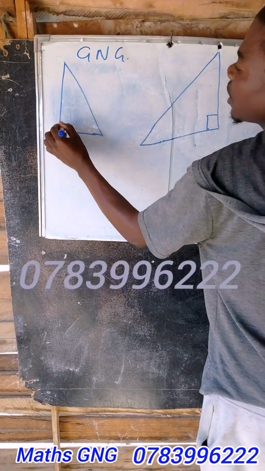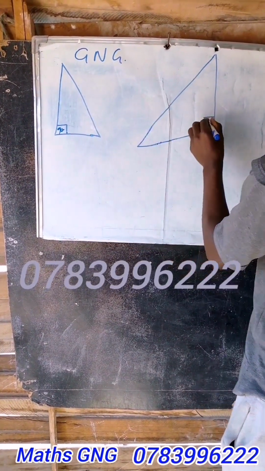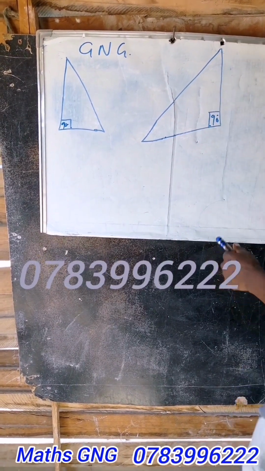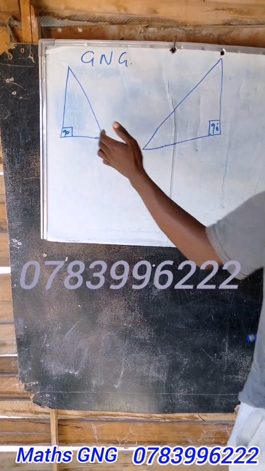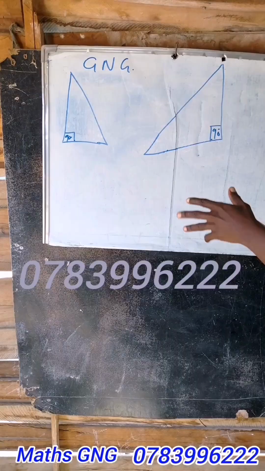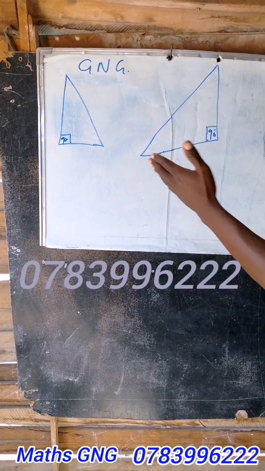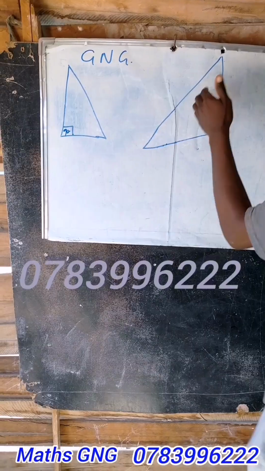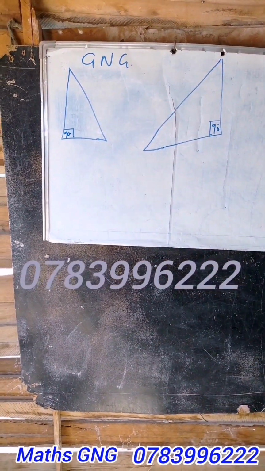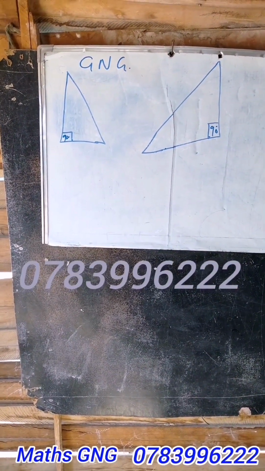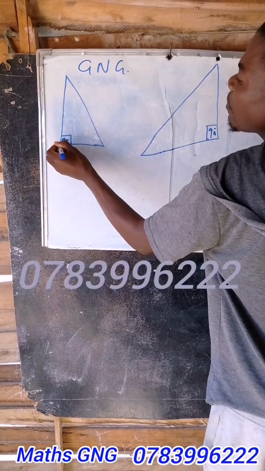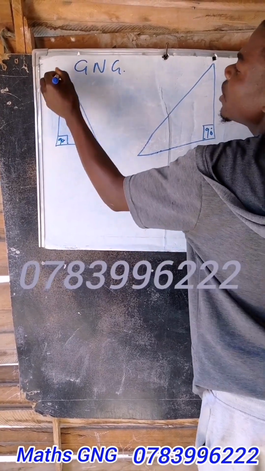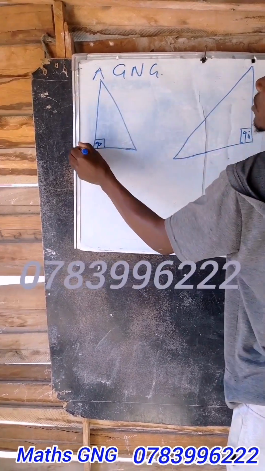So a right angled triangle is marked 90 degrees. But from the triangle property, each triangle has 180 degrees. The interior angles of a triangle add up to 180 degrees. Right?